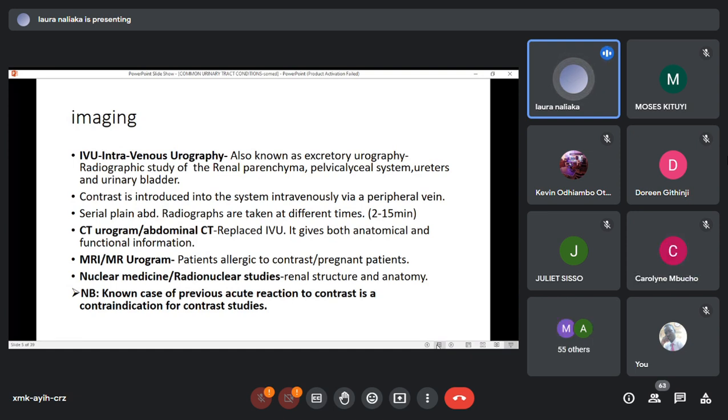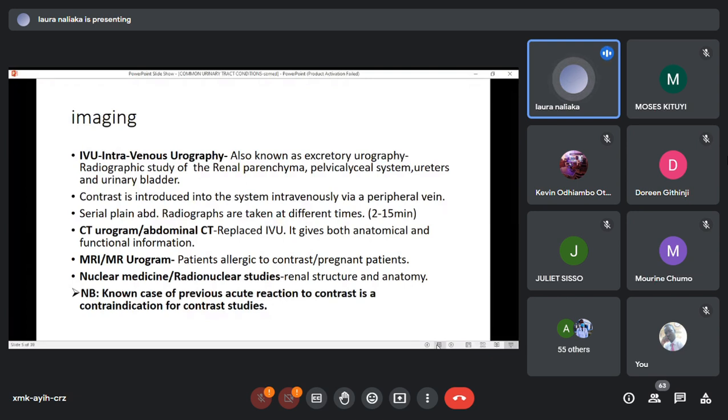assess the function of the kidneys, all the way from a nephrographic phase where the kidneys are opacified by the contrast to the time they're excreting the contrast, up to the delayed phase when the contrast is seen at the pelvis where the bladder is. So it shows us the function and maybe anatomical location in some way.